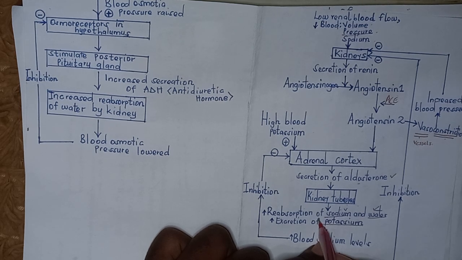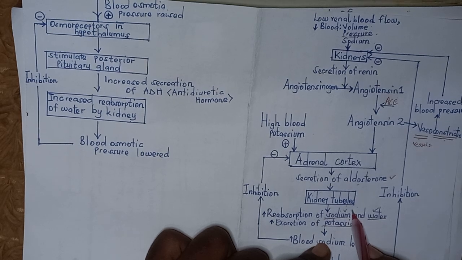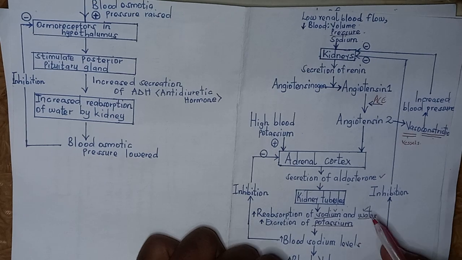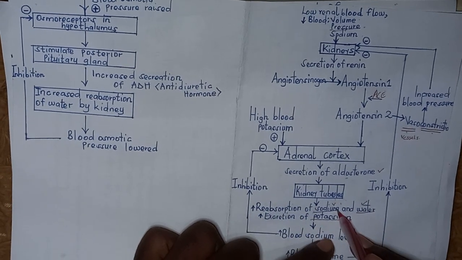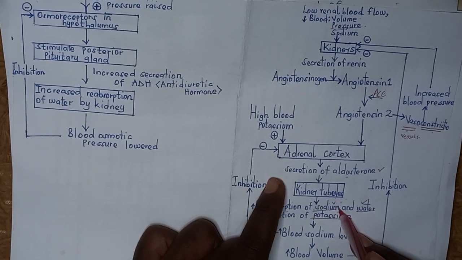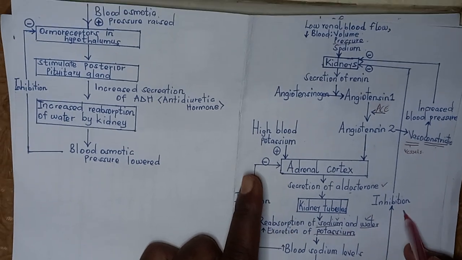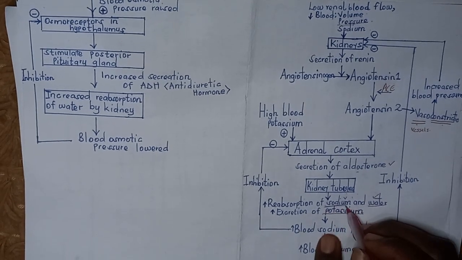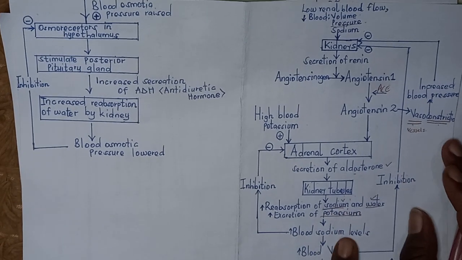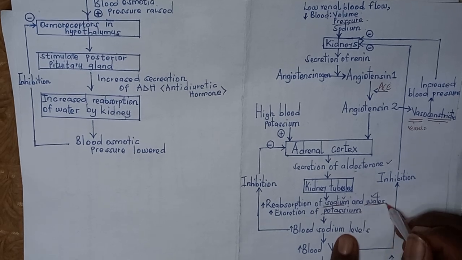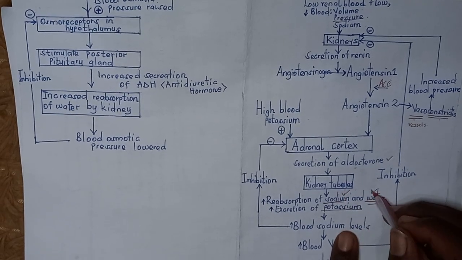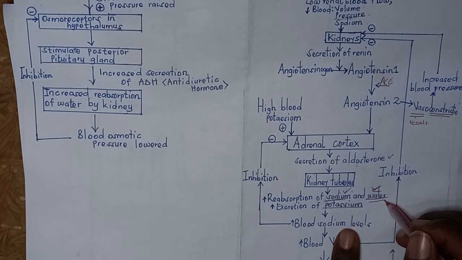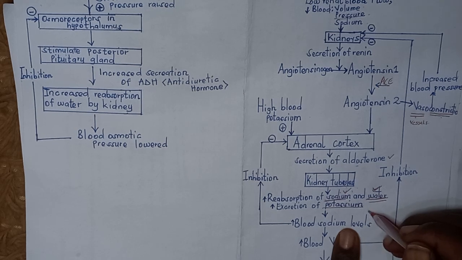So when there's an increase in reabsorption of sodium and water, there will be an increase in excretion of potassium. So sodium will be reabsorbed, but potassium will be excreted. When the ICF of the human being has sodium and water, reabsorption of sodium and water means there is volume of water getting into the blood.